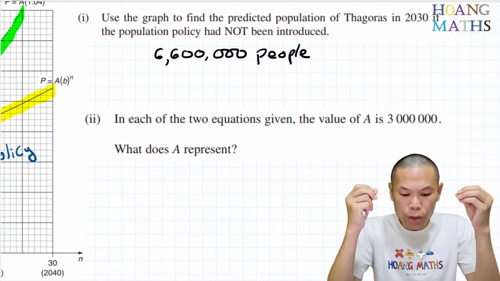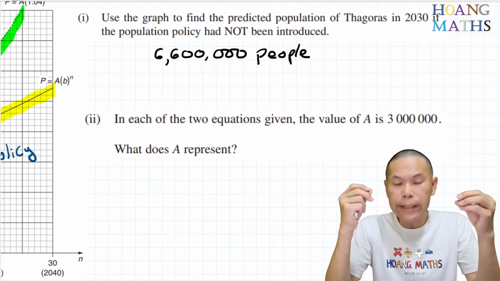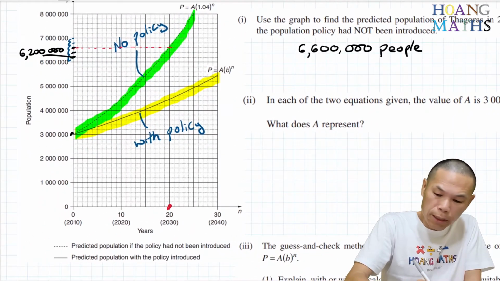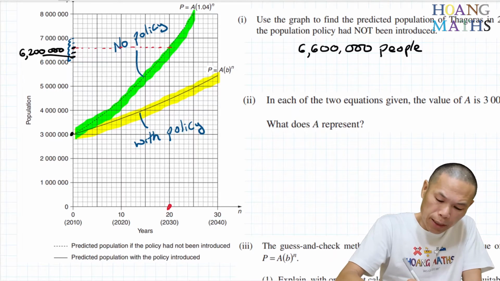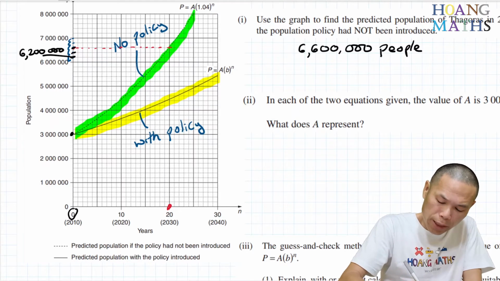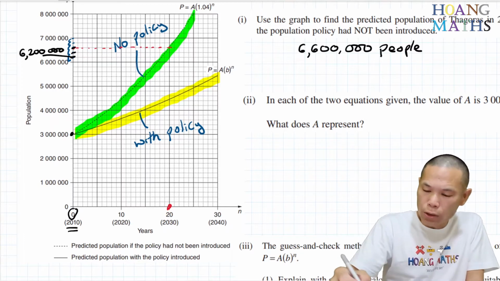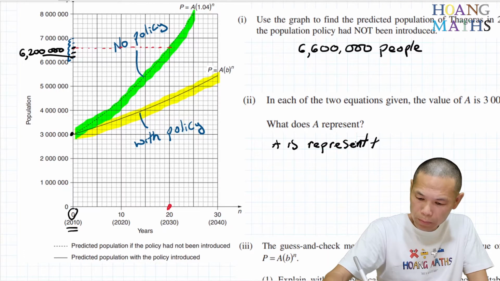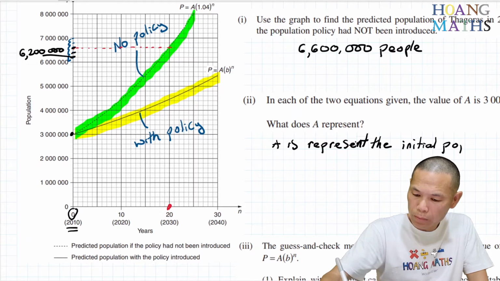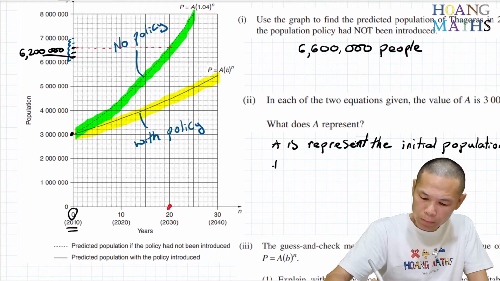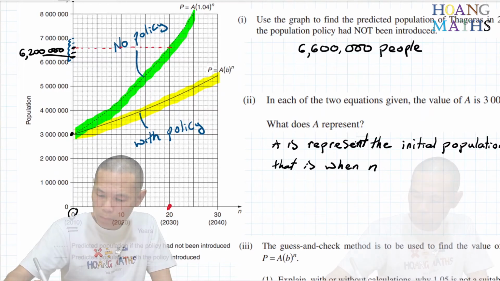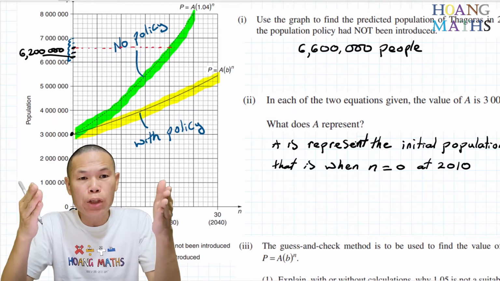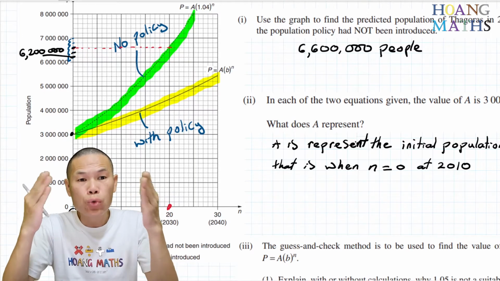Part 2. In each of these two equations given, the value of I is 3 million. What does I represent? So 3 million is here. So therefore, it's starting at n is equal to 0 and it's starting at 2010. So I represents the initial population, which is starting from 2010.